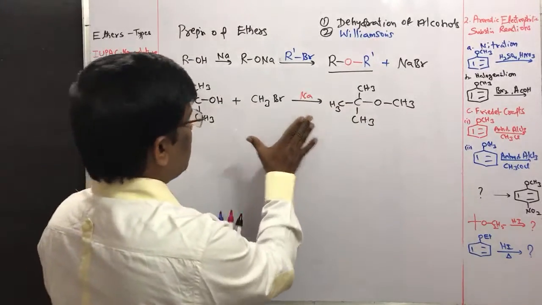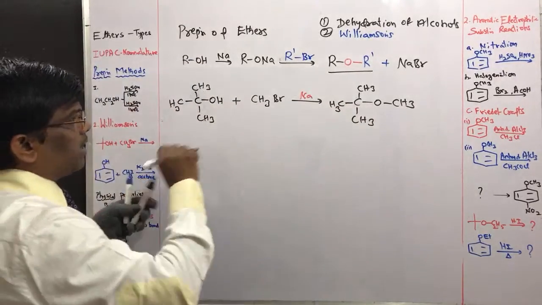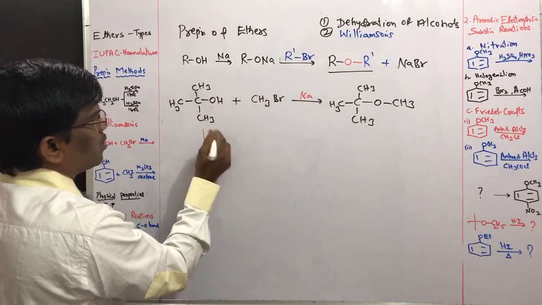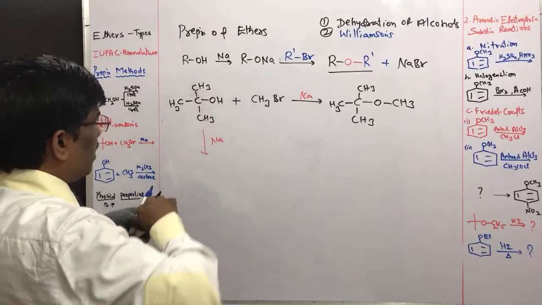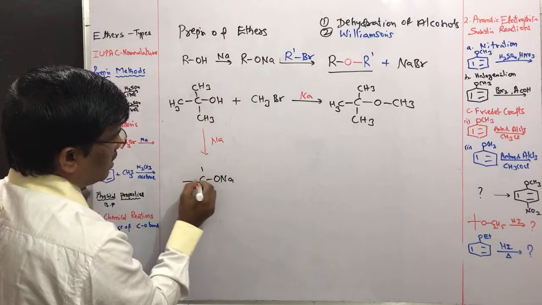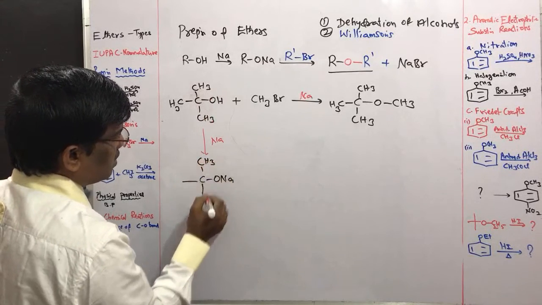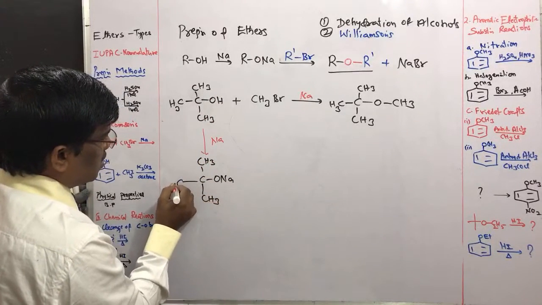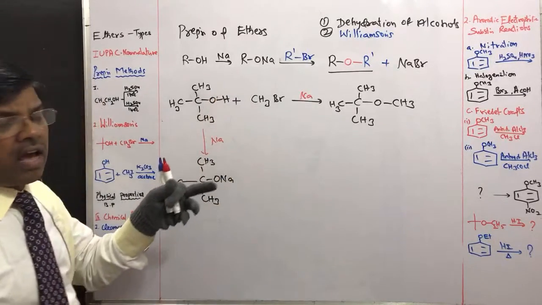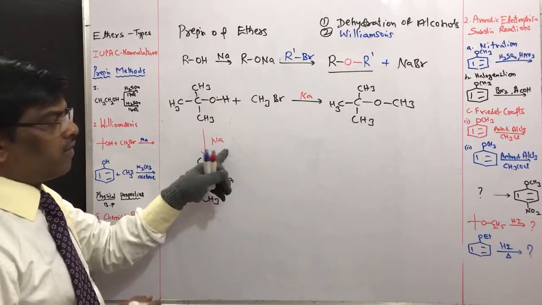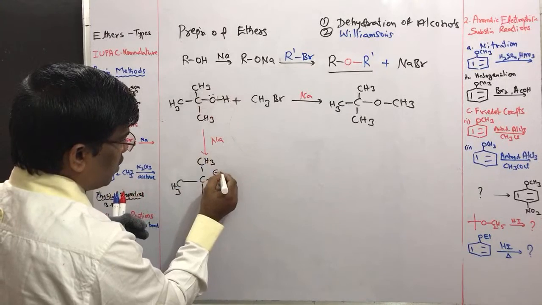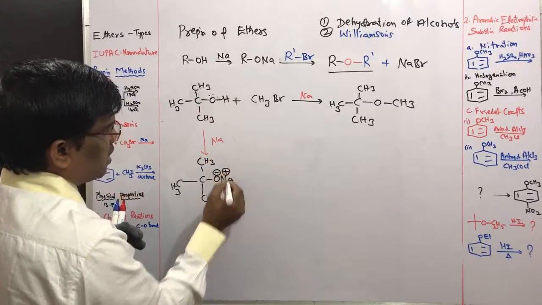So what is the mechanism involved here? What is going to happen? As usual, first make this alcohol into its sodium salt to give sodium tertiary butoxide. It is a mild base. I have explained how alcohols make salts with sodium. So it makes a salt with sodium, and here it is going to have a partial negative and this a partial positive charge.